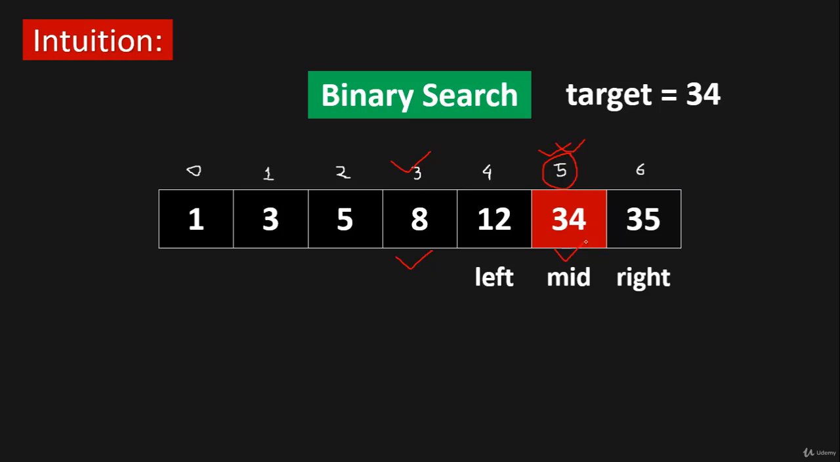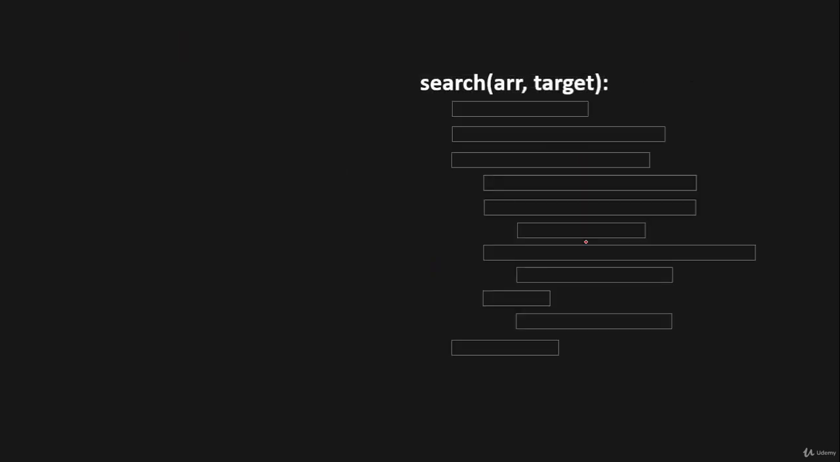Now let me show you how this actually works using pseudocode. First, we're going to declare a function search that takes an array and a target as input. The array is always a sorted array. Binary search doesn't work for an unsorted array. The array must be sorted. Then we're going to declare two pointers, left and right.